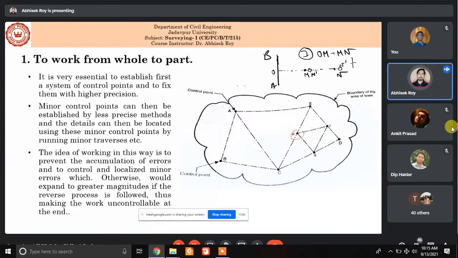Okay, so even for the smallest part of measurements, the other measurements are getting affected. So that is the problem when you are working from part to whole. This is working from part to whole. But suppose you have done it in this way.